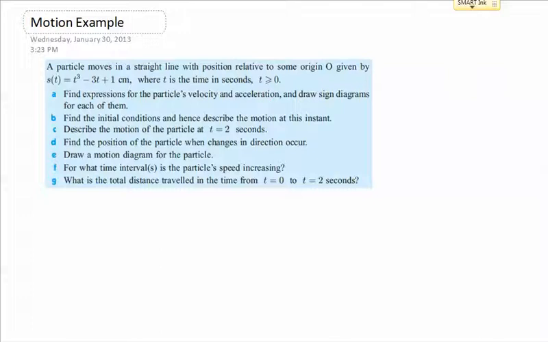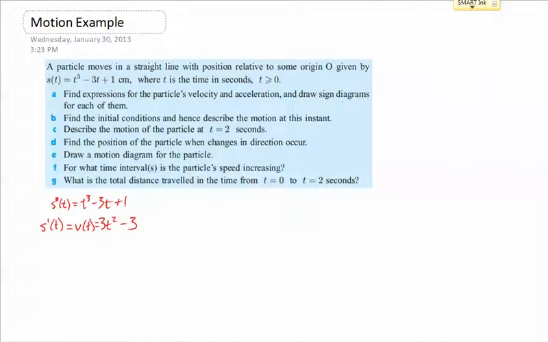Now, what we're going to do is we already know that velocity is the derivative of the position or displacement equation. So we're going to take that first equation, which was s of t, which was equal to t to the third minus 3t plus 1. And we're going to take the derivative, which will give us s prime, which is the same thing as the velocity, which will be 3t squared minus 3.